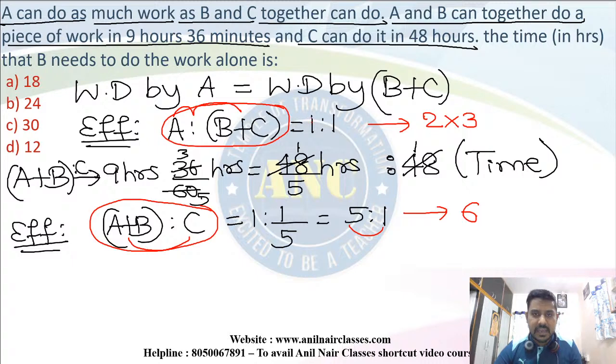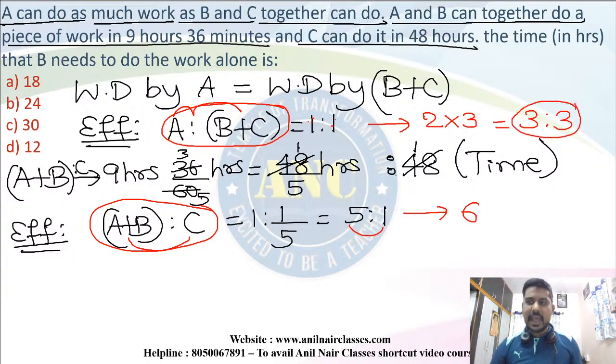So basically, instead of taking it as 1 is to 1, it's better that I take it as 3 is to 3. 1 into 3 is 3, 1 into 3 is 3. That means as per the first ratio, it is 3 is to 3. As per the second ratio, it is 5 is to 1. So the total sum according to the first ratio is 3 plus 3 is 6. The total sum according to the second ratio is also 5 plus 1, 6. Both are giving the same value.